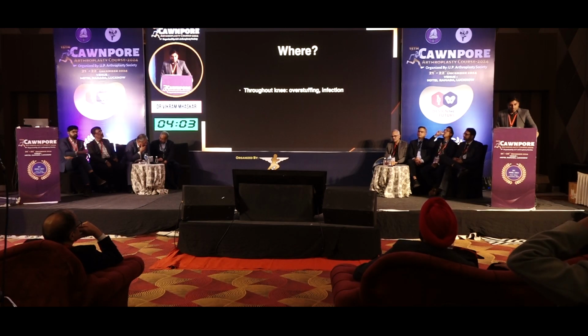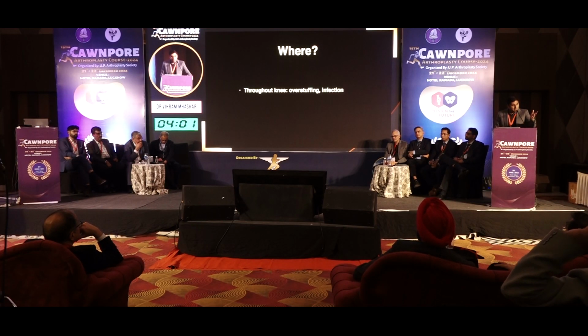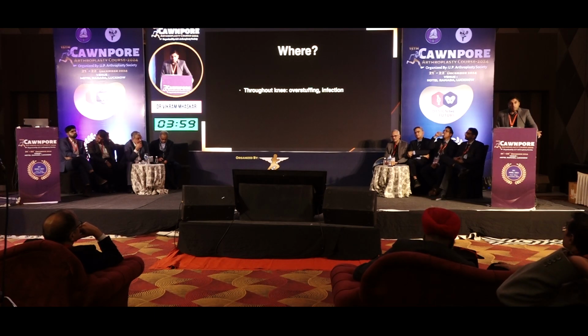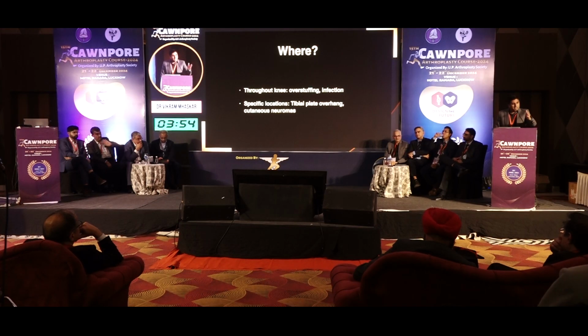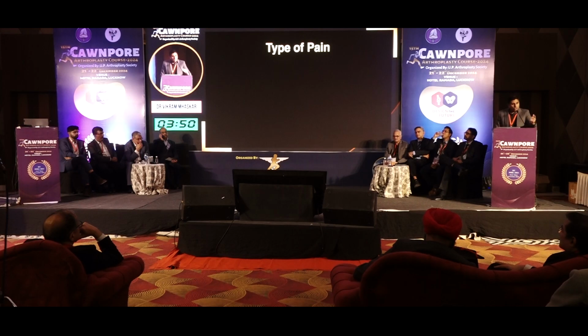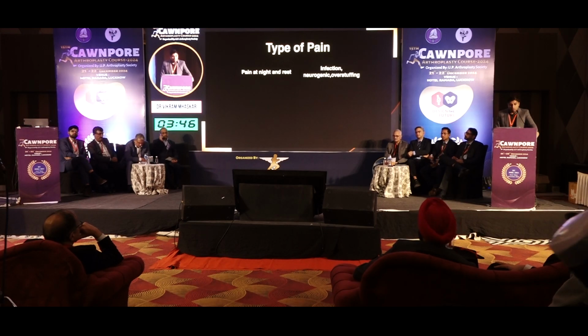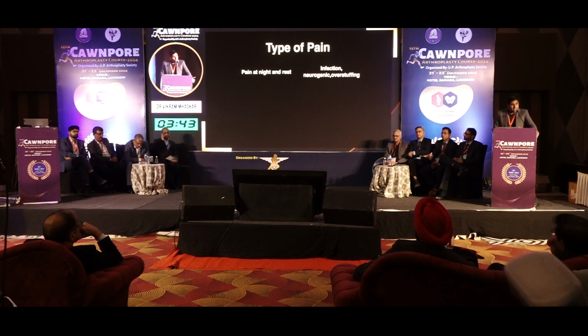Again, where is the pain? Is it throughout the knee? If it's throughout the knee, it could give an indication that it could be overstuffing or infection. Specific locations like a tibial base plate overhang, cutaneous neuromas, etc. What kind of pain is it? Is it pain at night and rest? So it looks like it's an infection, neurogenic, or overstuffing.